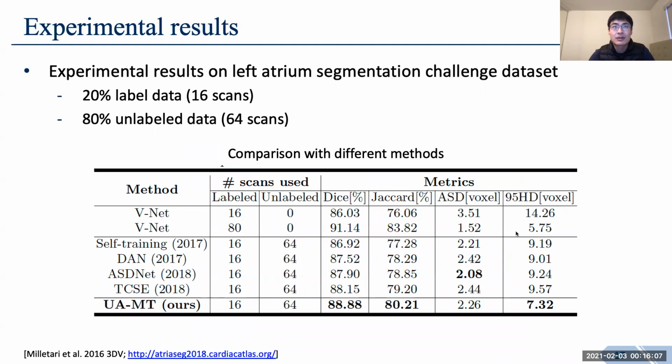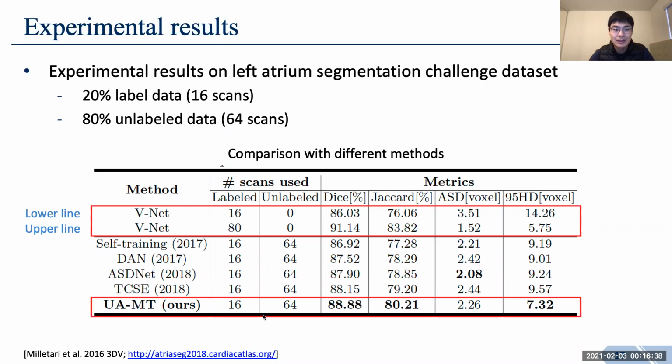For the experiment, we use the benchmark left atrium segmentation dataset to evaluate. For the experiment setting, we use 20% of the scans as labeled data and the remaining scans as unlabeled data. In this table, we first show the network trained with 16 labeled scans and with 80 labeled scans, which can be regarded as the lower bound and upper bound performance of the whole framework. The last row shows the performance of our method. Compared with the lower bound, we can see that our semi-supervised method achieved higher performance by utilizing the unlabeled data. And the performance of our semi-supervised method is also approaching the fully supervised upper bound.